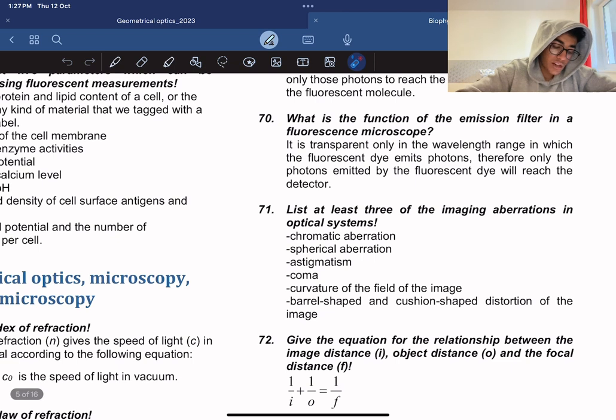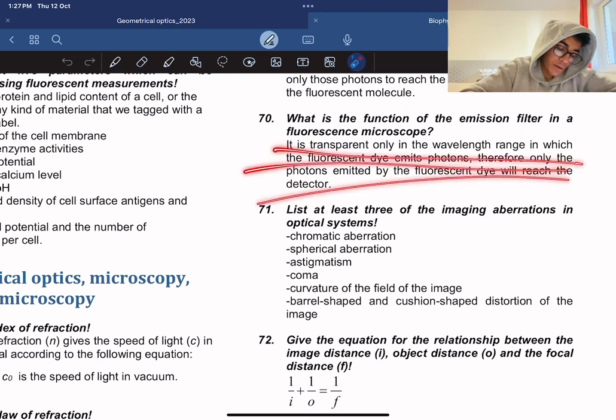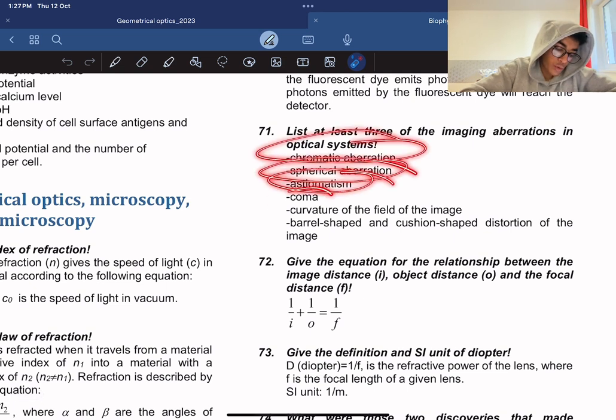What is the function of the emission filter? The emission filter has the opposite function. It allows only the emitted photons to pass through. Pretty easy, remember it, guys. List at least three of the imaging aberrations in the optical system: chromatic aberration, spherical aberration, astigmatism, coma.